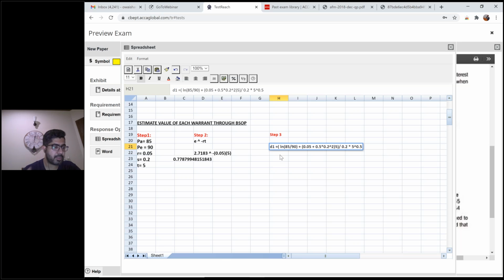ln PA over PE, this was the first thing, where PA was 85 and PE was 90, plus R 0.05 plus 0.5 S squared. So S is 0.2 squared, multiplied by T which is 5, over S root T. So the D1 value is 0.6548. After the class, you can calculate it yourself to know whether you're applying the correct thing or not. Then you need to find D2 here. Step 3 is find D1, D2.